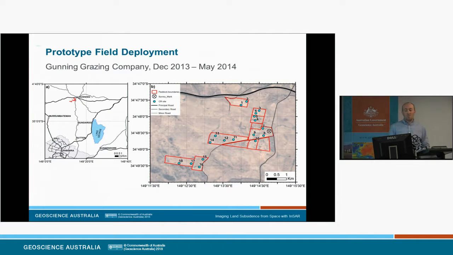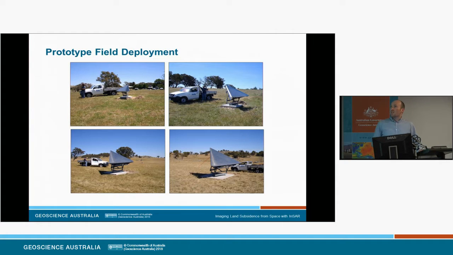Our second experiment was to deploy these corner reflectors out in the field and measure them with real SAR imagery from orbiting satellites. So between December 2013 and May 2014, we deployed all 18 corner reflectors on a grazing property in Gunning, which is about an hour's north of Canberra on the Hume Highway. And these are some photos of each of the reflector sizes deployed at Gunning. So you can see the smallest one is no bigger than a ute, but the bigger one is much bigger than a typical ute. So there were some challenges in handling some of these bigger corner reflectors themselves.